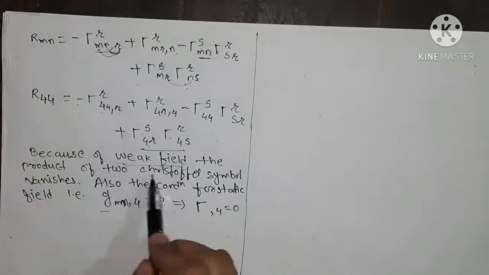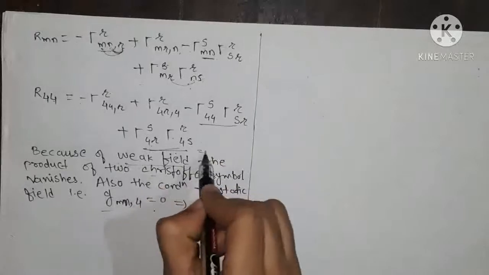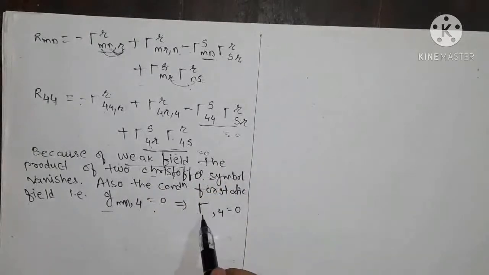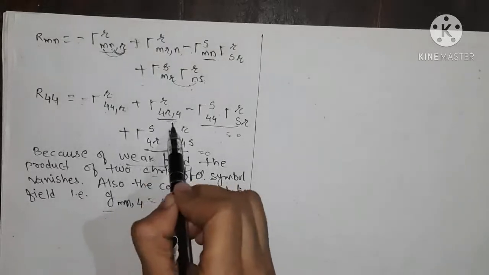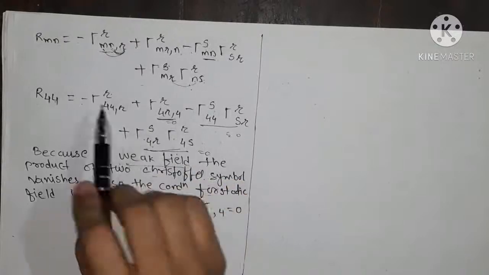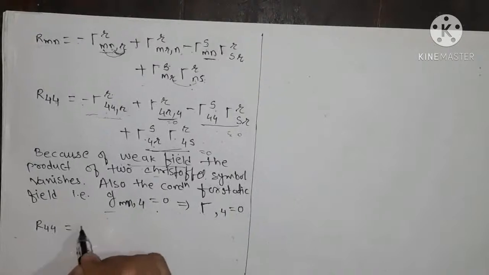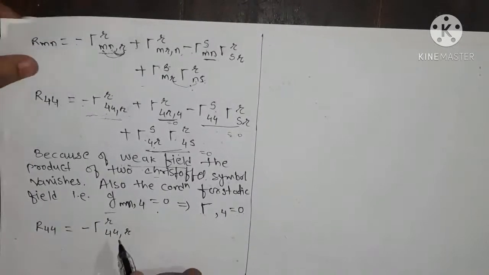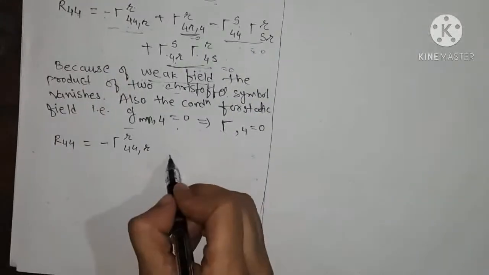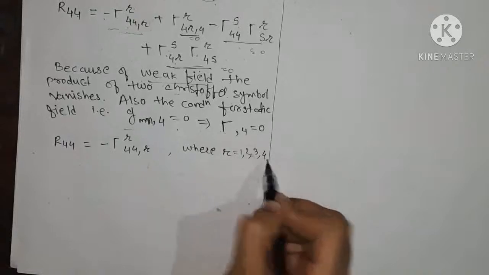For the weak field, the product of two Christoffel symbols vanishes, that is this term and this term are equal to 0. And gamma comma 4, the Christoffel symbol with a derivative with respect to 4, is equal to 0. Therefore this term is also 0. We are remaining with only one term. So R44 equals minus gamma of r 44 comma r, where r varies from 1, 2, 3, 4.